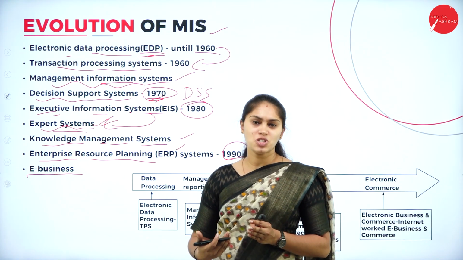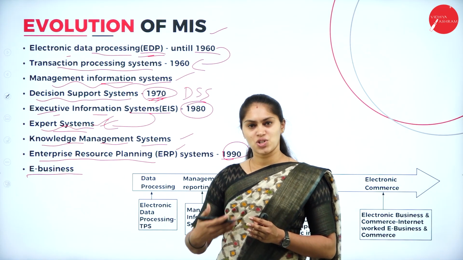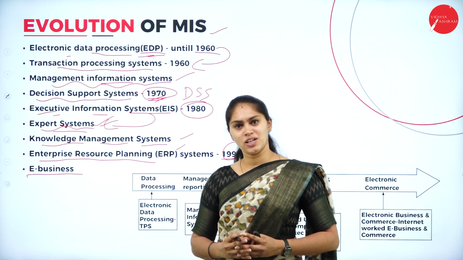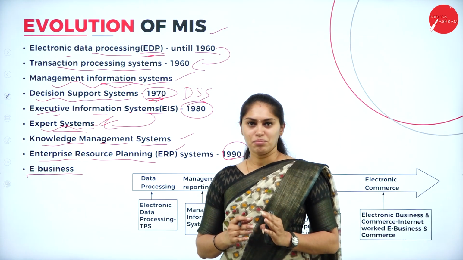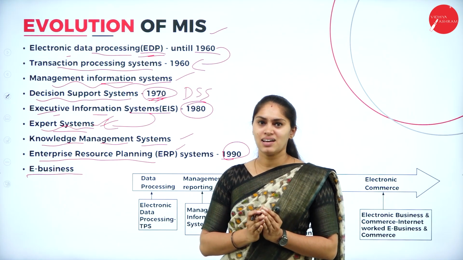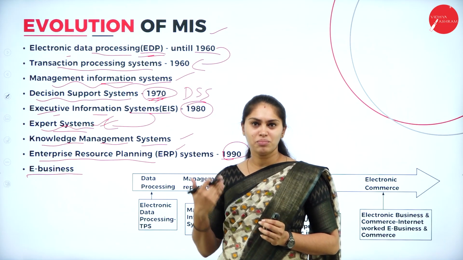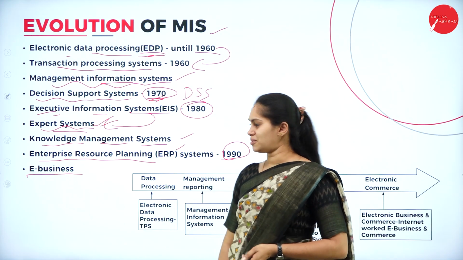That means every decision, every step of an organization or an enterprise, everything is going to take place online, with the help of a computer system. This is how MIS, or management information system, has come about.